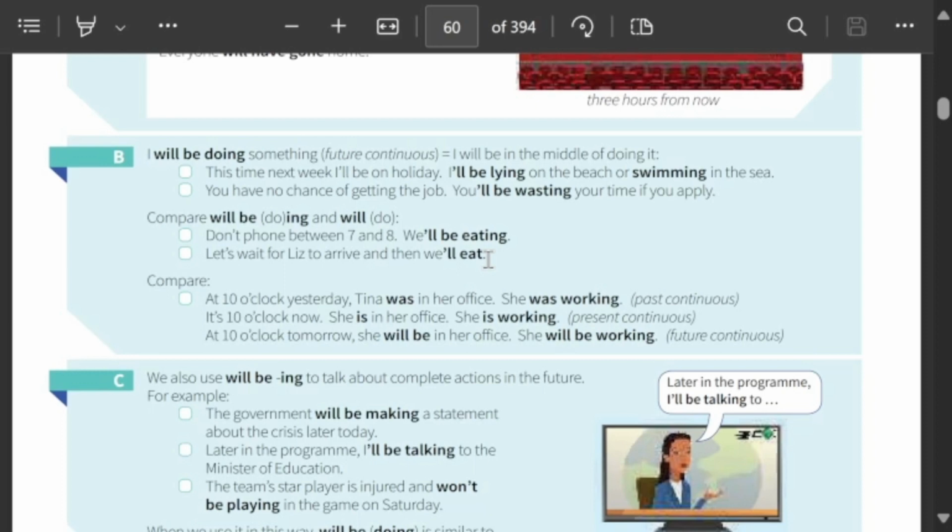Because when she arrives, we will not be eating. We will not be doing that action. You understand what? Huh? Will eat. Future simple or simple future.